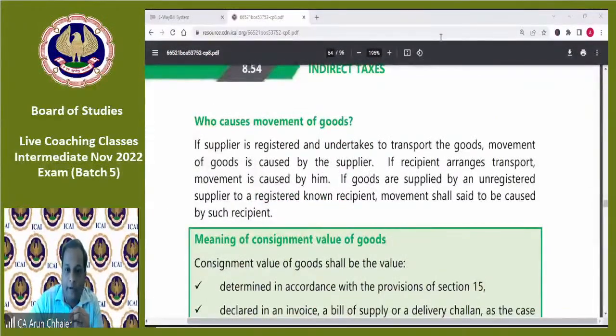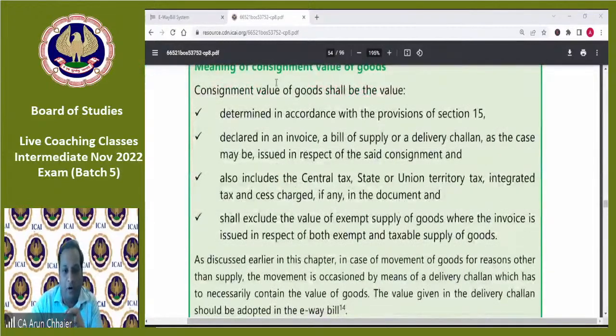Who causes the movement of the goods? If the supplier is registered and undertakes to transport the goods, then the movement of the goods is caused by the supplier. If the recipient arranges the transportation, the movement will be caused by the recipient. If the goods are supplied by an unregistered supplier to a registered recipient, then it is a deeming provision. It will be deemed that the registered recipient is causing the movement and he has to generate the e-waybill.